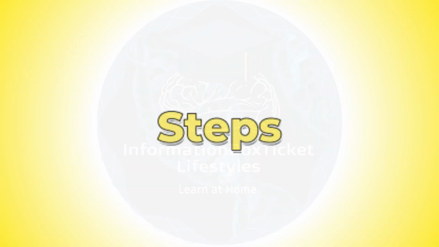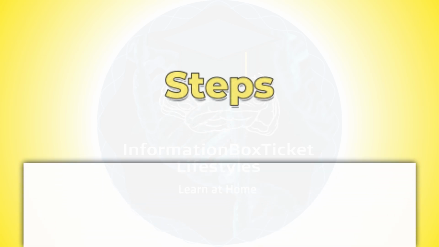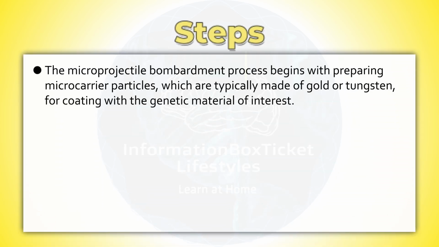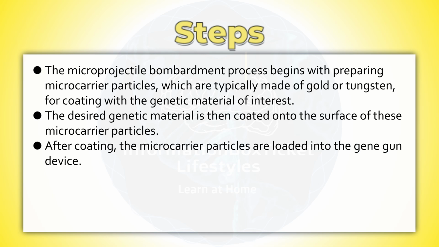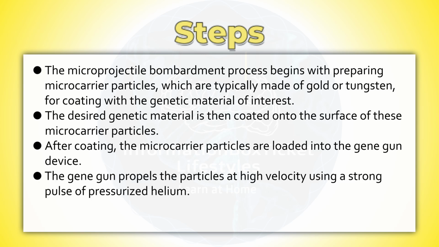Steps in microprojectile bombardment. The microprojectile bombardment process begins with preparing microcarrier particles, which are typically made of gold or tungsten, for coating with the genetic material of interest. The desired genetic material is then coated onto the surface of these microcarrier particles. After coating, the microcarrier particles are loaded into the gene gun device. The gene gun propels the particles at high velocity using a strong pulse of pressurized helium.